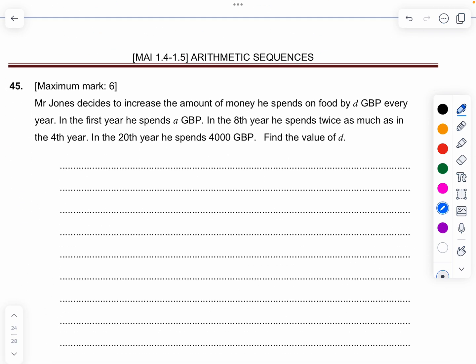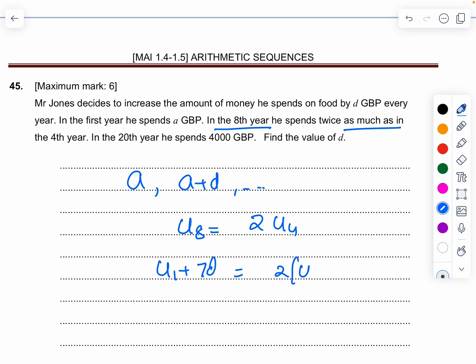Question number 45. Mr. Jones decides to increase the amount of money he spends by D pounds every year. In the first year he spends A, so the second year he'll spend A plus D, and so on. In the 8th year he spends twice as much as in the 4th year. So U8 equals 2 times U4. U8 means U1 plus 7D equals 2 times (U1 plus 3D).